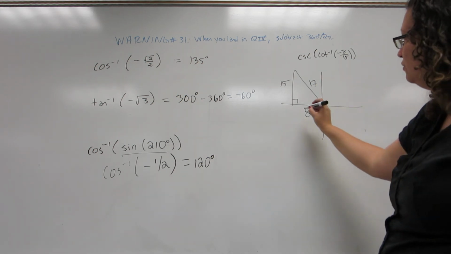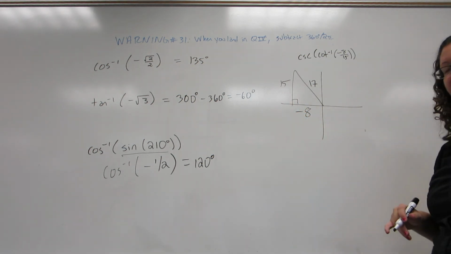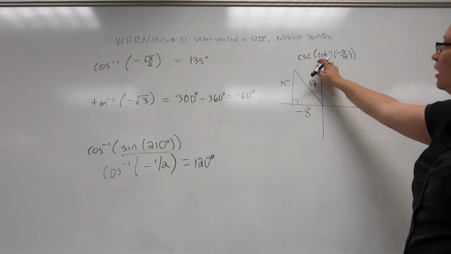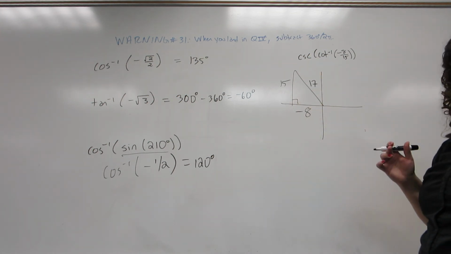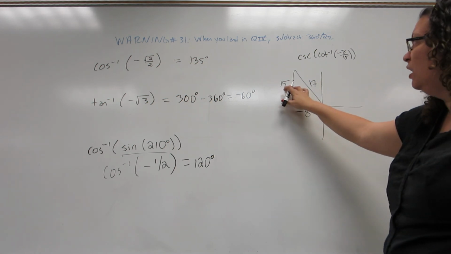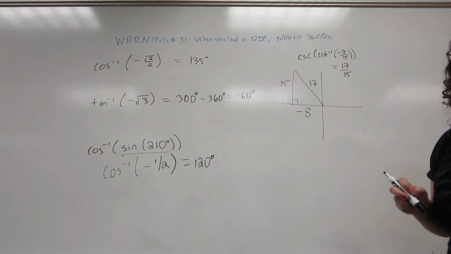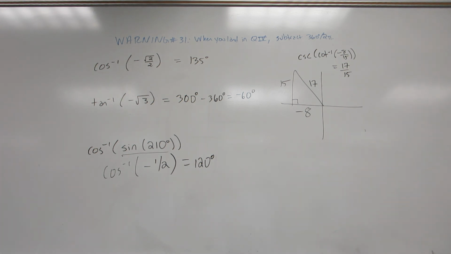In quadrant 2, x coordinates are negative and y coordinates are positive, so I place my negative sign. And now I'm just going to take the cosecant of this picture. And cosecant is hypotenuse over opposite. So this equals 17 over 15. I never actually figured out what that angle was, but I can tell you the cosecant of it.